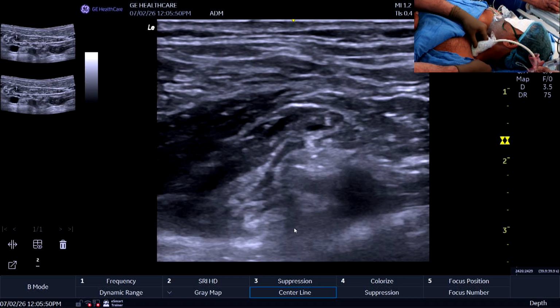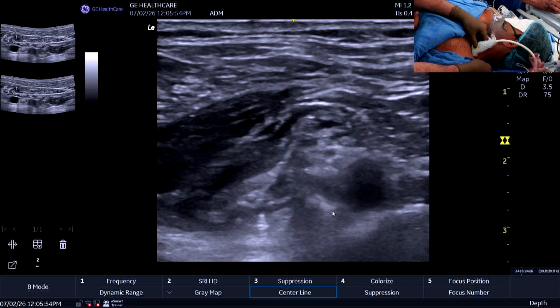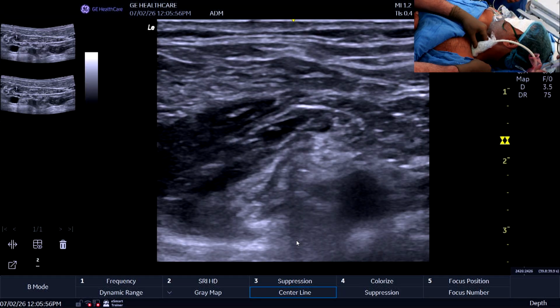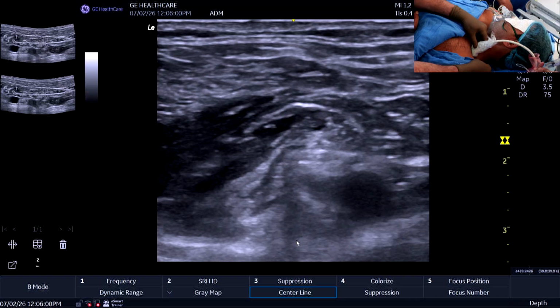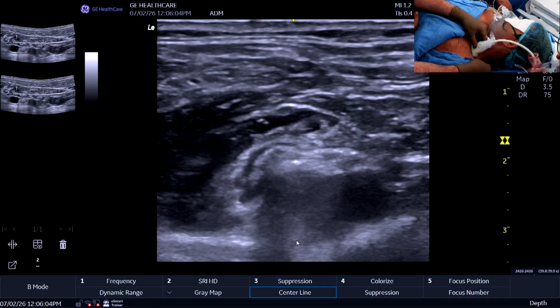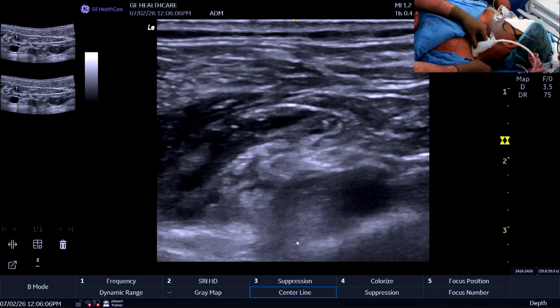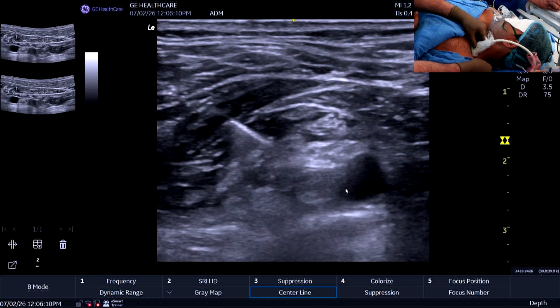That's the needle tip. What you can see is the needle tip. You can still go a bit more further. Yeah, that should be fine. Yeah, inject please. So that will help in the blockade of the C8 and T1. So you have the superior trunk, you have the inferior trunk. Now what remains is the middle trunk. So this is the middle trunk. You can see the components of the middle trunk.